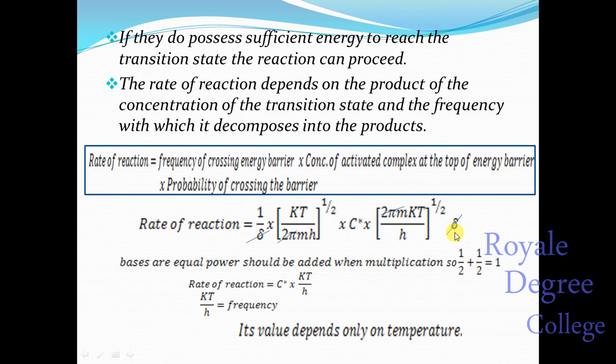So here 2 pi m gets cancelled, and delta gets cancelled. Now here the bases are equal, so the powers should be added. kT by h remains, and here also kT by h, and the powers can be added. Half plus half is equal to 1. So the rate of the reaction will be equal to C star into kT by h. So kT by h is a frequency, and its value depends only on temperature.